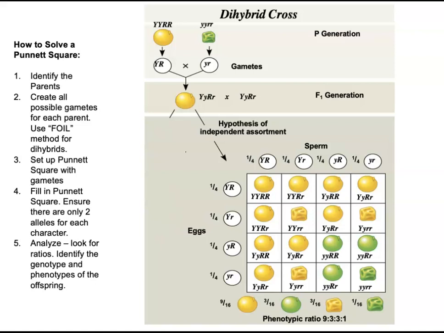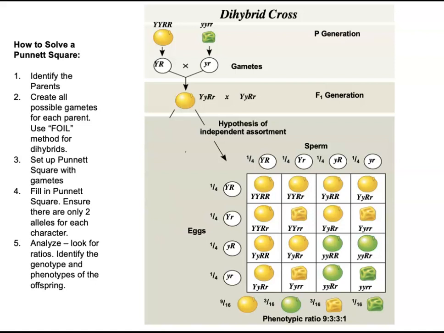Step 4, fill in the Punnett square. This is the fertilization process. So chromosome number and therefore allele number is restored here. Ensure that you have 2 copies of alleles for each character. Looking at the first box in the Punnett square, the gamete from the sperm is big Y, big R, and the gamete from the egg is also big Y, big R. This individual is therefore big Y, big Y, big R, big R, homozygous dominant for both traits.